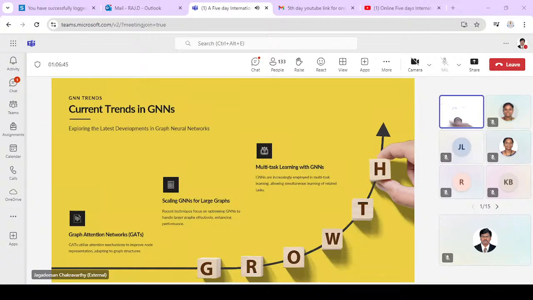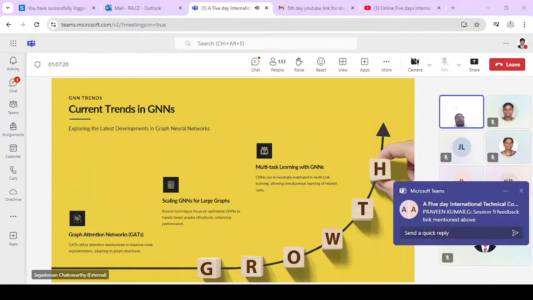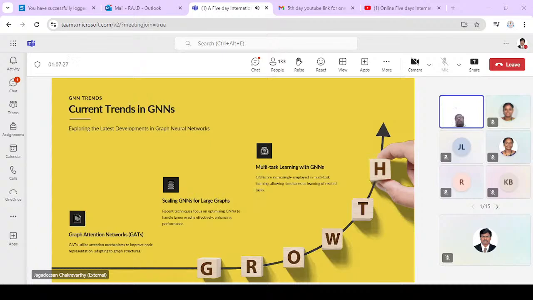And current trends in GNNs. You're able to see the graph, the arrow mark showing the growth. You're able to see graph attention networks, GATs. GATs utilize an attention mechanism to improve node representation, adapting to graph structures. That is called GAT networks. The next one is scaling GNNs for large graphs. Recent techniques focus on optimizing GNNs to handle larger graphs effectively, enhancing performance. And finally, multitask learning with GNNs. GNNs are increasingly employed in multitask learning, allowing simultaneous learning of related tasks.